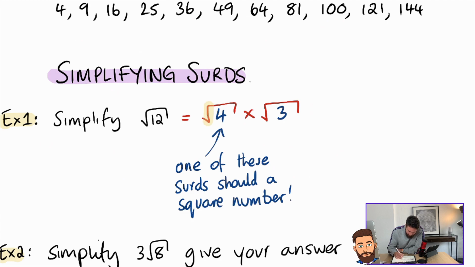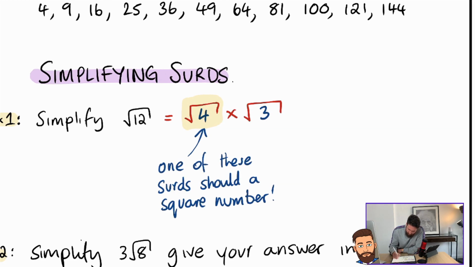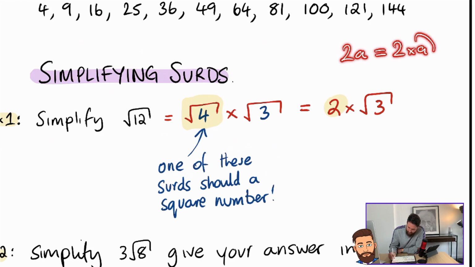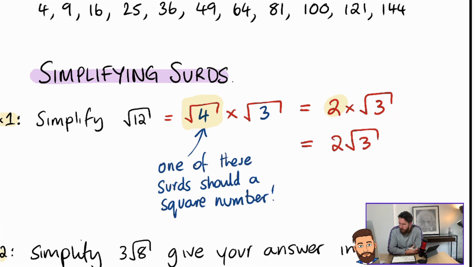Why is this square number really important? Well, as discussed previously, we know that if you square root a square number, it becomes a whole integer, a whole number. So if I square root 4, the answer to this is going to be 2, because the square root of 4 is 2, times by root 3. Now mathematicians are very lazy. Remember, 2a means 2 times a. We're lazy, we don't write the times. Same thing applies here. We can make this look a lot nicer by just putting 2 square root 3. And that means exactly the same thing as 2 times square root 3.